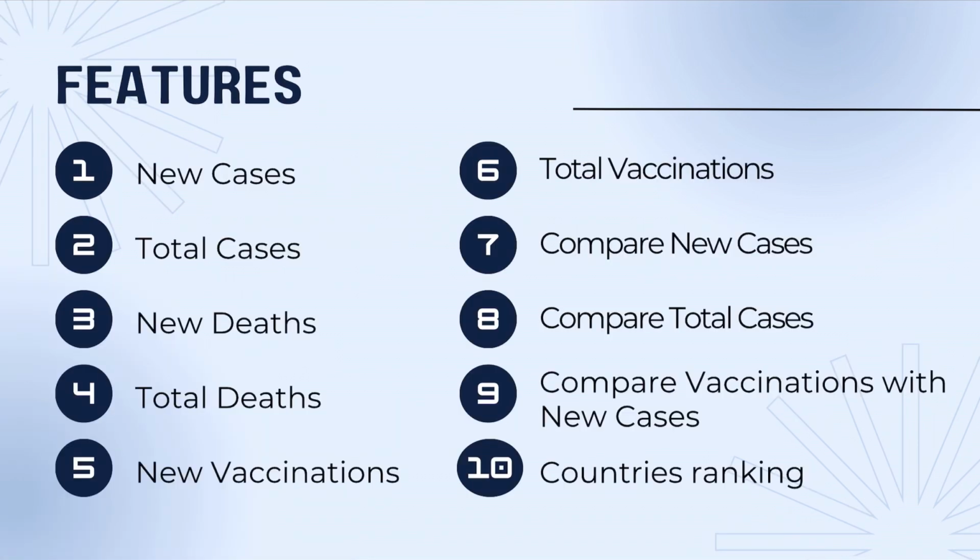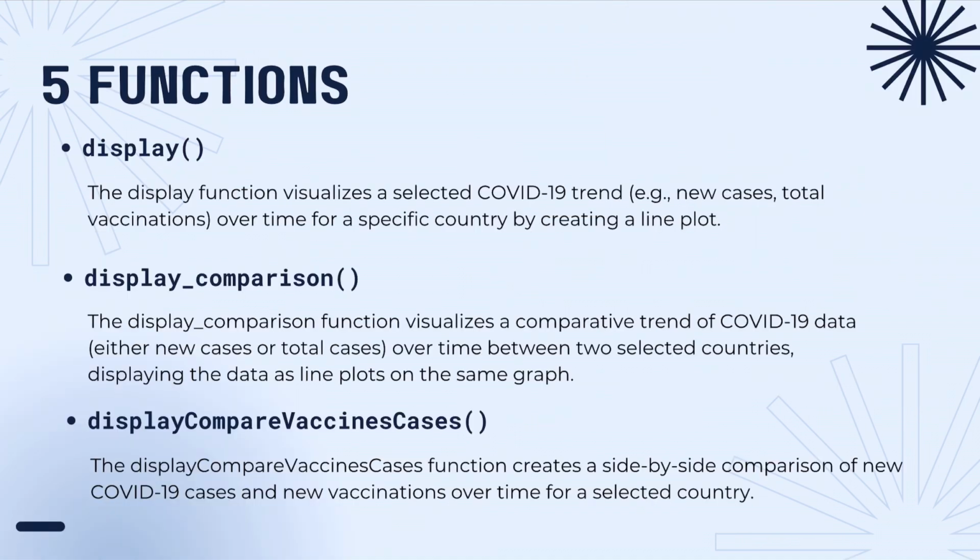Next are the features provided in the program. First of all is new cases. Second is total cases. Third is new deaths. The fourth one is total deaths. The fifth one is new vaccinations. And the other half, including total vaccinations, compare new cases, compare total cases, compare vaccinations with new cases, and the last one is countries ranking. Let's start with the five functions we include in the program.